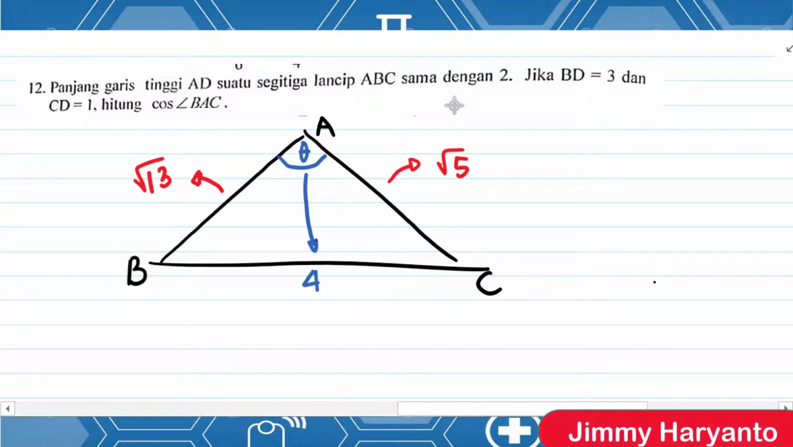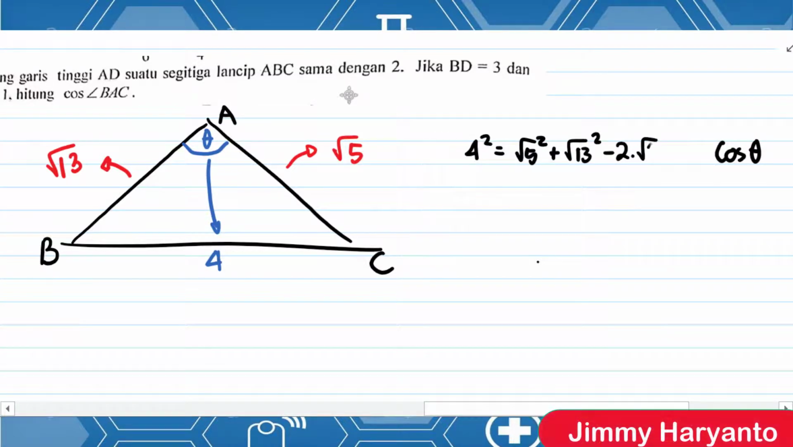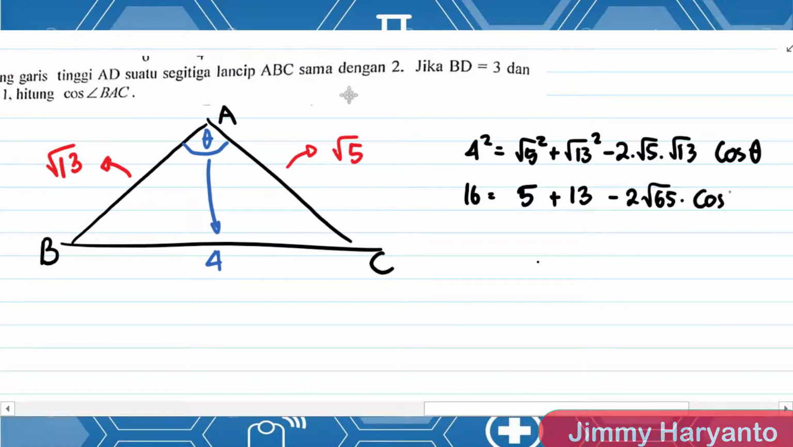The opposite side of this angle is 4. In that triangle there is only one angle, so I will use the cosine rule. The cosine rule will be 4 squared, the opposite side, equals the square root of 5 squared plus the square root of 13 squared minus 2 times square root of 5 times square root of 13, times cos theta. So 16 equals 5 plus 13 minus 2 square root of 65 cos theta, which is 16 equals 18 minus 2 square root of 65 cos theta.